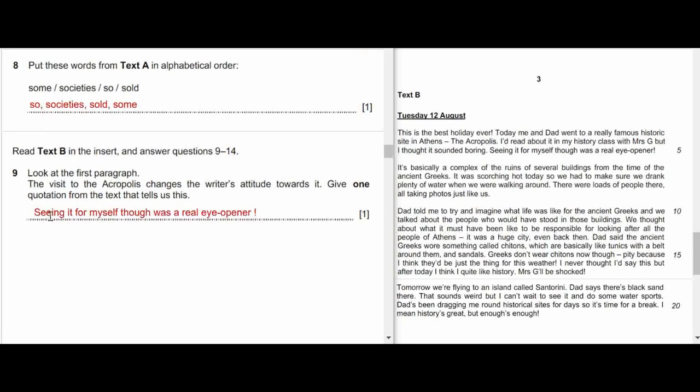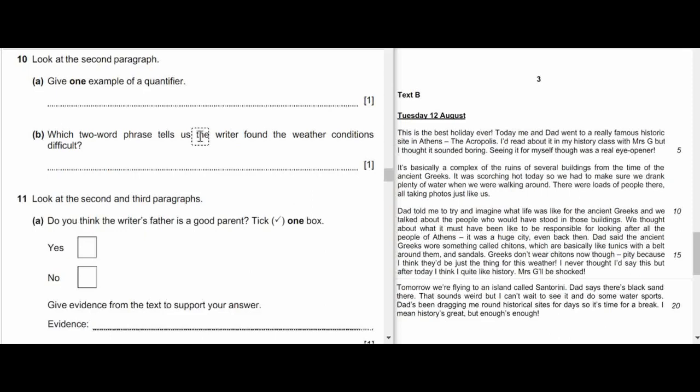All right, this is the answer. Seeing it for myself though was a real eye opener. This one here, this is the sentence quotation. All right, let's move on.